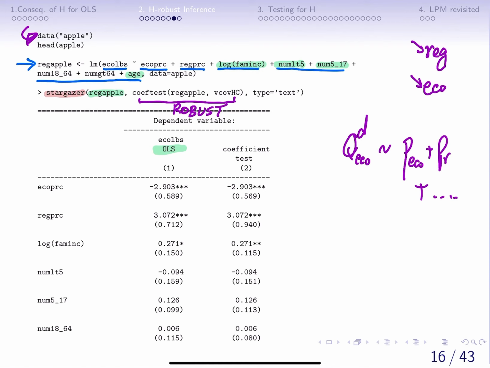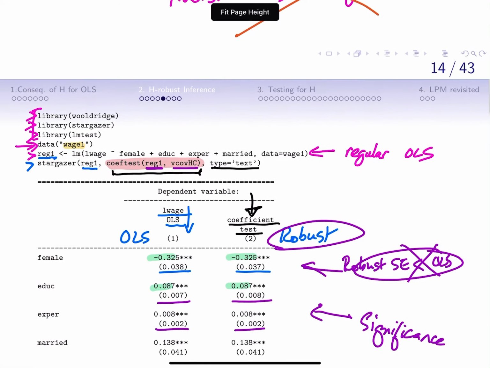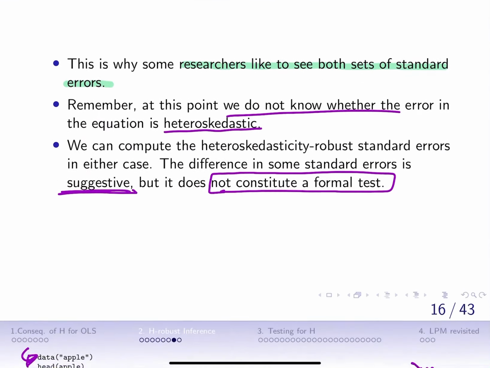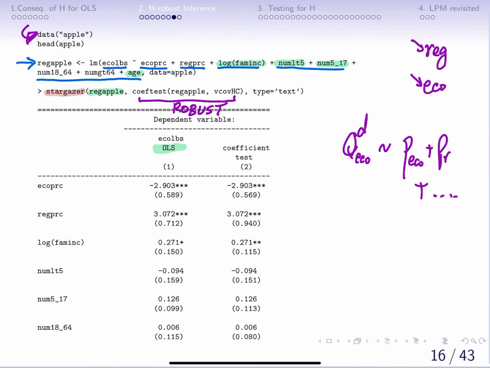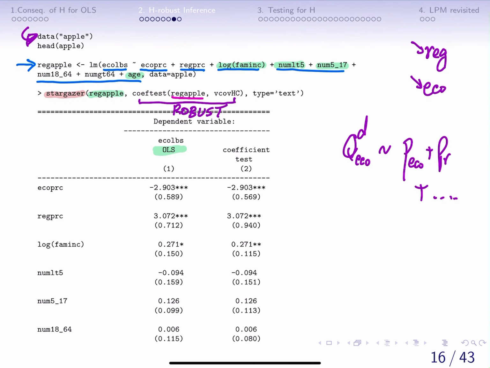So we're using coeftest. This is obviously assuming that you've already installed these packages here: Wooldridge, Stargazer, and lmtest. You can only use coeftest after you've installed lmtest. So coeftest, and you state the name of the OLS regression, and then you say to use the modified variance covariance matrix. So this is what we get. We get the second column.